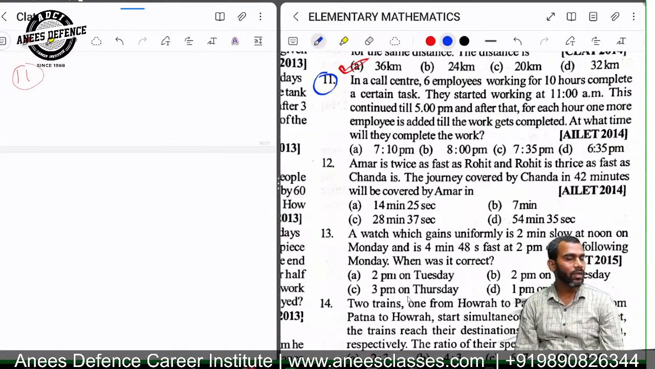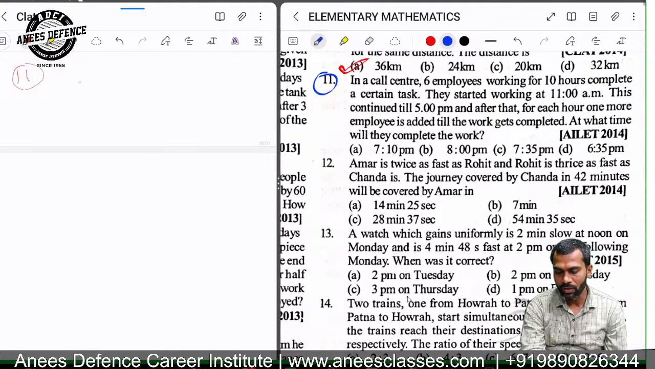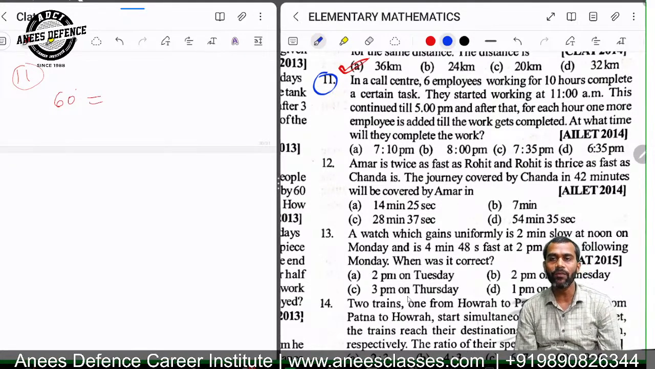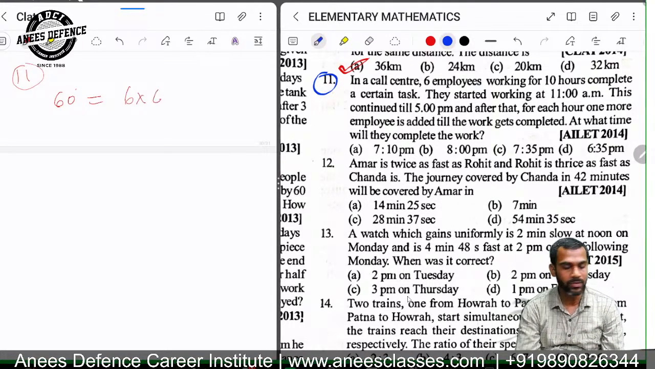See, total work is 60. So for 5 hours, all 6 employees are working. So the total work will be, can I say 60 is equal to 6 into 10, the total work. Now, from 11 to 5 means 6 hours. So 6 into how many employees were working? 6, all the employees. 6 into 6, 36. 24 we need more. Yes or no?